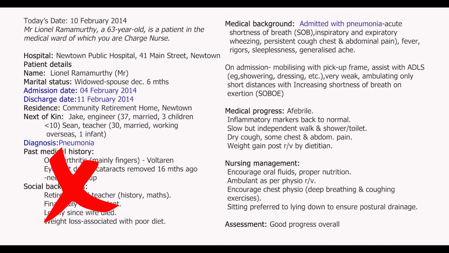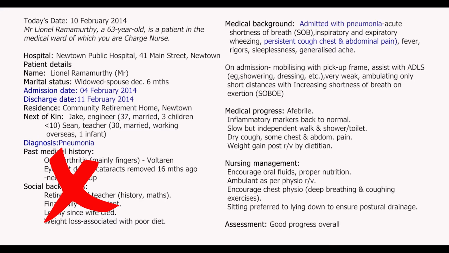But you have to specifically mention the cough, chest and abdominal pain, because those symptoms are still experienced by the patient at present. If you want to include fever and rigors, you can include them. But anyway, I am not taking those data because the patient's fever is completely gone now. You can get to know that from the medical progress part.